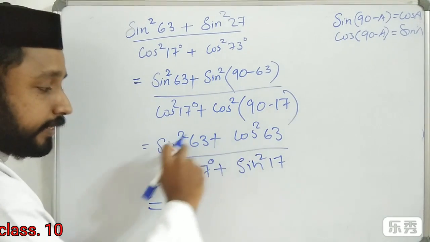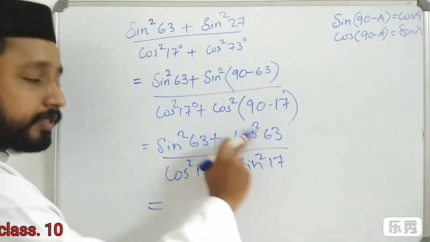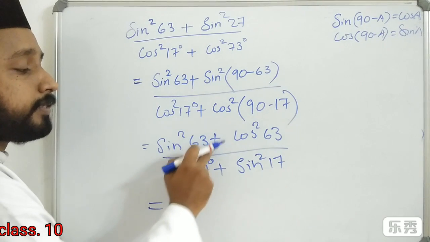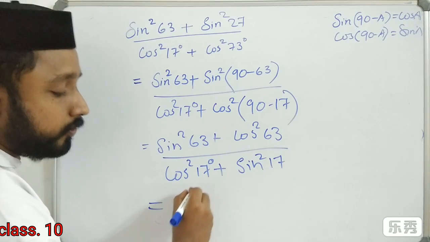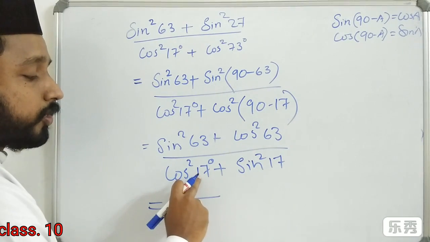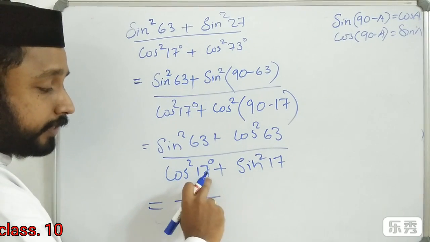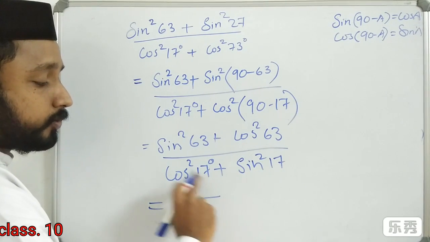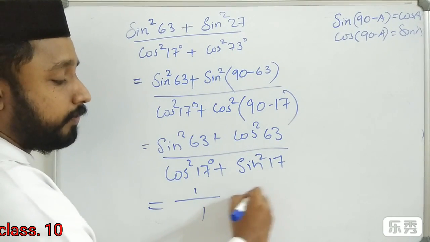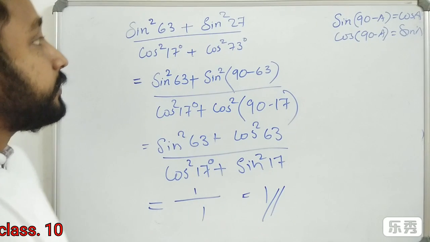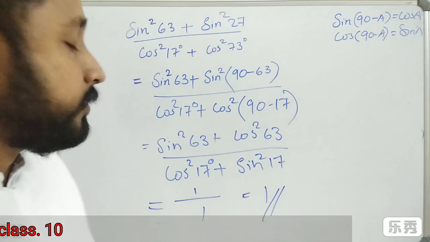Which is equal to, here sin square 63 plus cos square 63. We have the identity sin square A plus cos square A is equal to 1. Here instead of A, it is 63. So sin square 63 plus cos square 63 is equal to 1. Divided by cos square 17 plus sin square 17. Cos square A plus sin square A is 1. Here instead of A, it is 17. So cos square 17 plus sin square 17 is also 1. So 1 by 1, 1. So sin square 63 plus sin square 27 by cos square 17 plus cos square 73 is equal to 1.